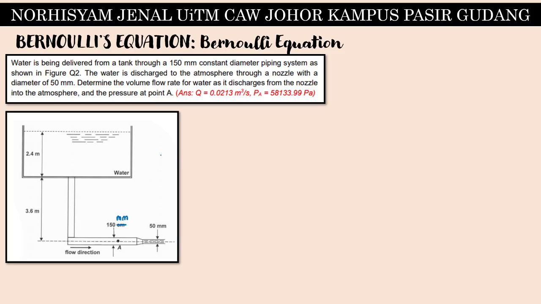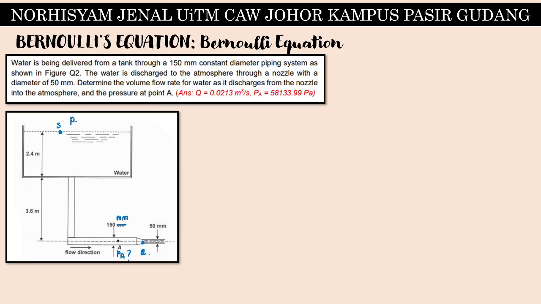So the question asks us what is the volume flow rate of water as it discharges from the nozzle here. So this is the nozzle. So we want to know the Q, okay, and the pressure at point A. So the question asks us what is PA and Q. Okay, first of all, since we have this question, we have nozzle over here, we have pressure at point A, and then we have a liquid tank with an open surface. So we may as well label each one of them. Okay, so here, this surface we label as S.